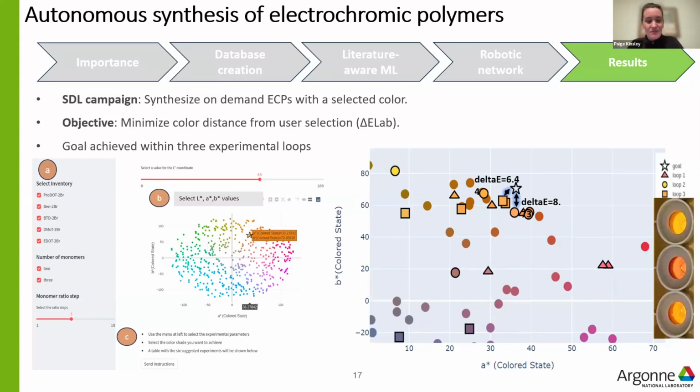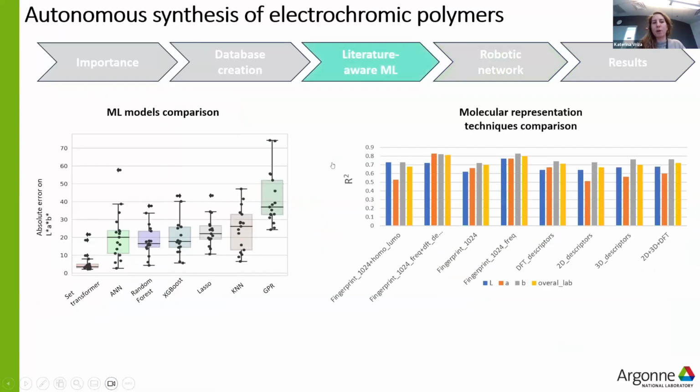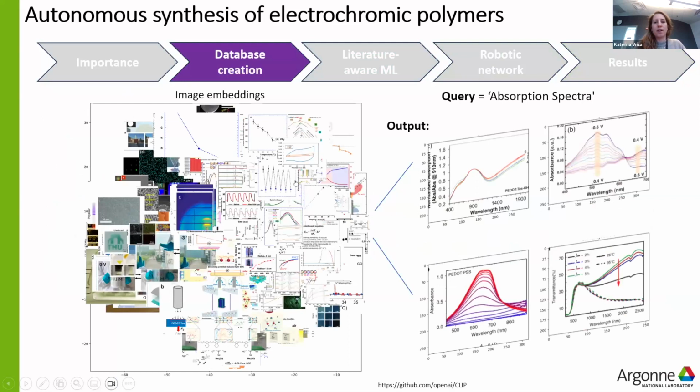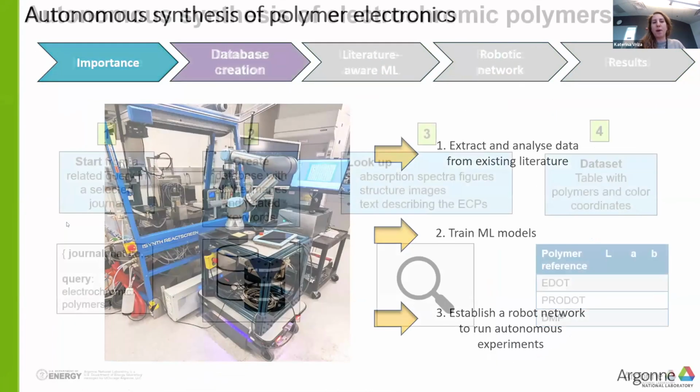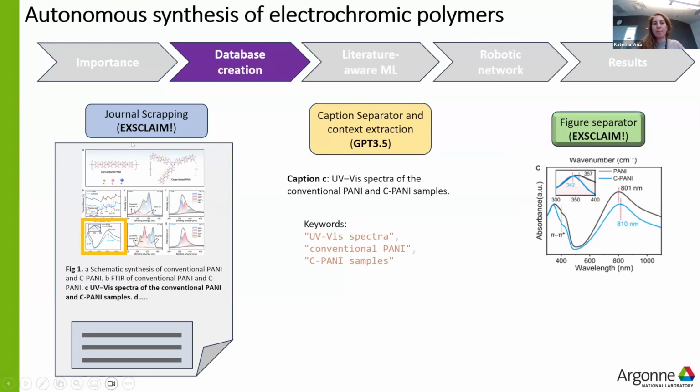Interesting. Okay. A question from Nicholas: how is the data obtained or selected? So we have a pool of papers that are related to electronic polymers. That's the category of polymers we're interested in. Then we just give this as input to EXSCLAIM. It's a journal scraping tool. By giving it all the journals, we extract all the information. We scrape all the text, all the images, all the captions, and we can even separate the figures into subfigures and subcaptions.